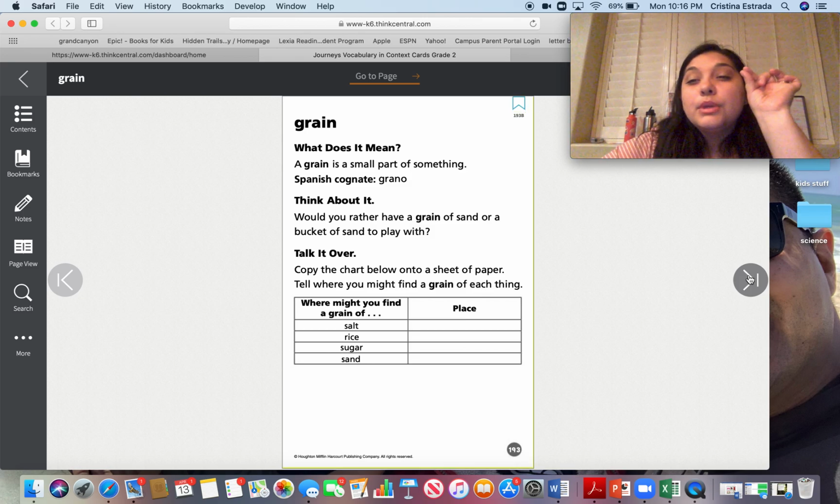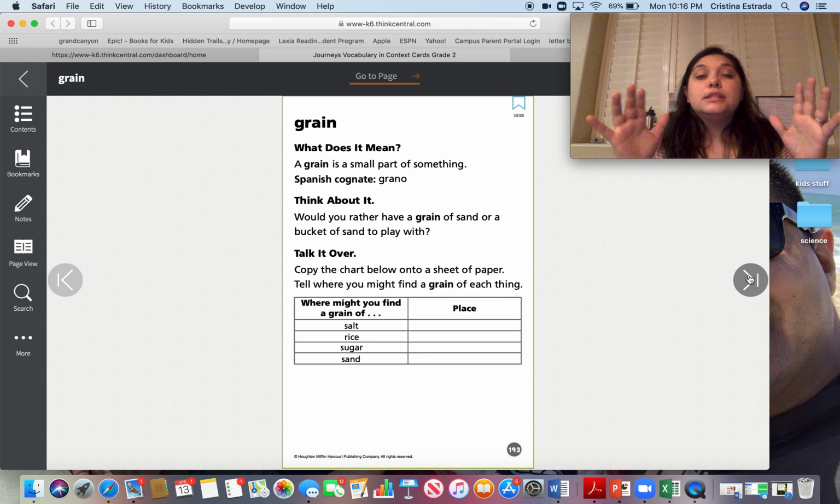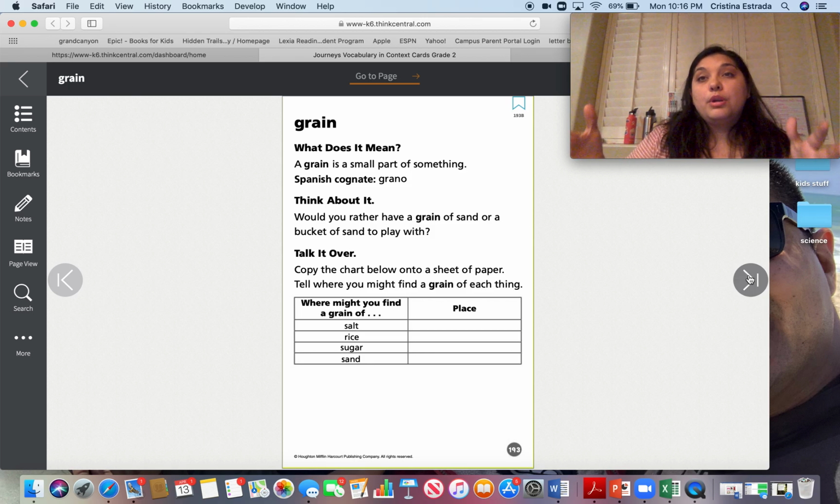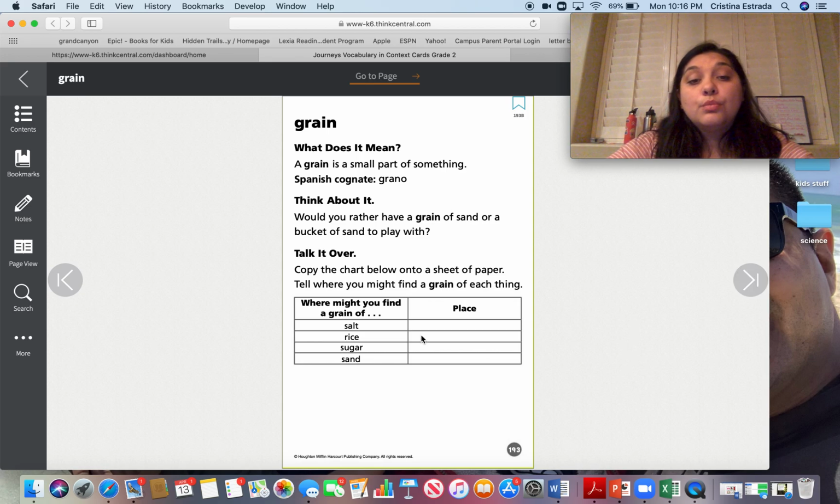So other things that we can think of that are a grain can be like salt, a little sand. So it's like a little small particle part of it. So when we think about it, we can say, would we rather have a grain of salt or would we want a bucket of salt? So that's one way to look at it. And in your chart down here, you can look at different types of grains like salt, rice, sugar, and sand.